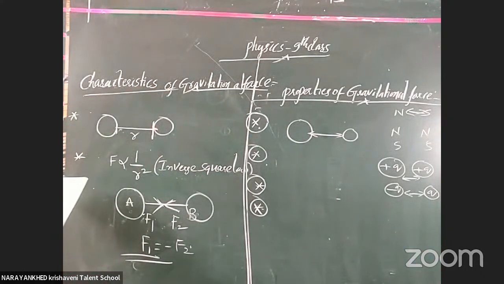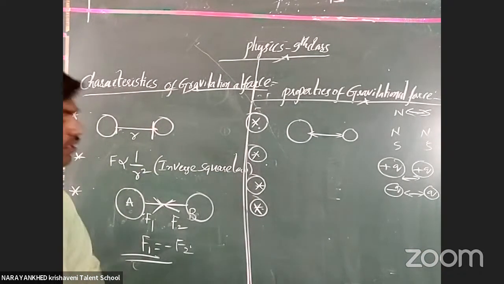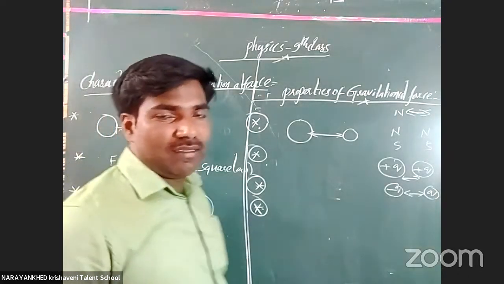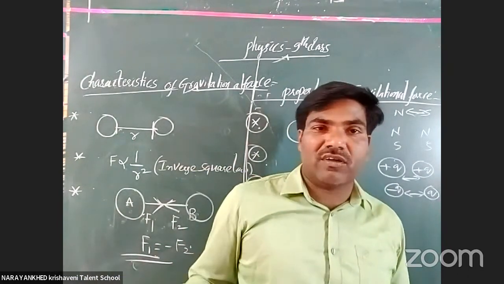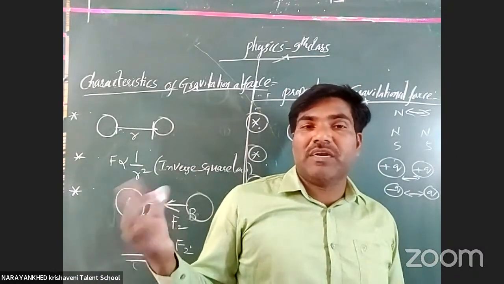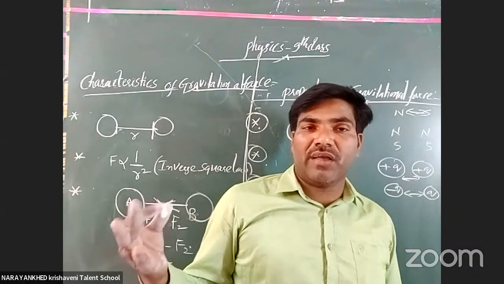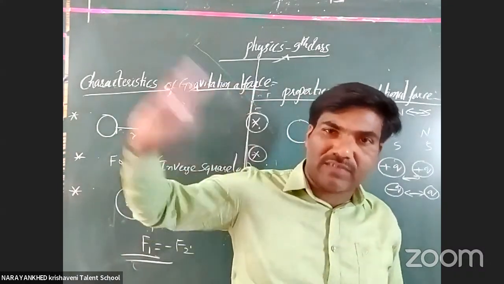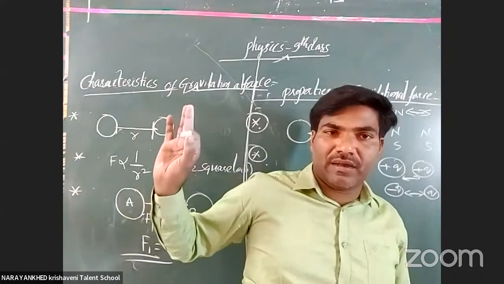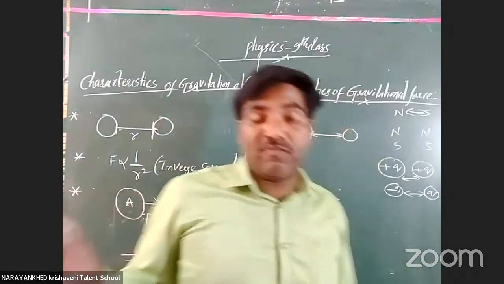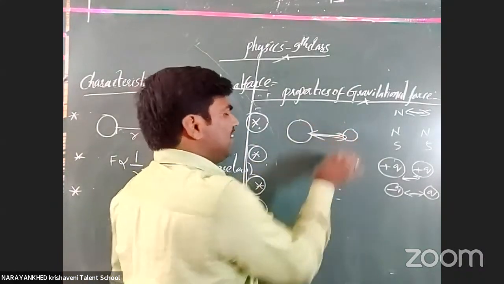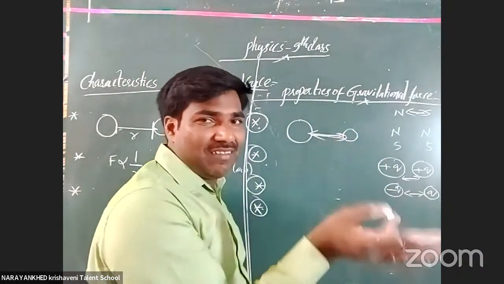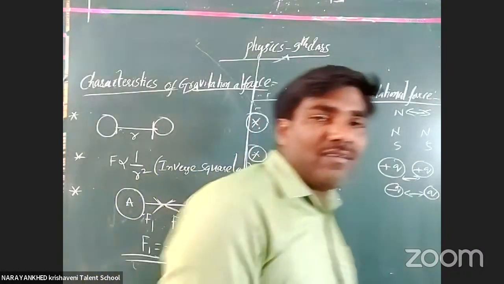Next, gravitational force is also a conservative force. Conservative means it is a constant force between the two bodies. It does not vary with the masses of the bodies. Clear or not? Between any two bodies, it is always constant only. It does not change, unless the distance changes or the masses change. Otherwise, it remains conserved.